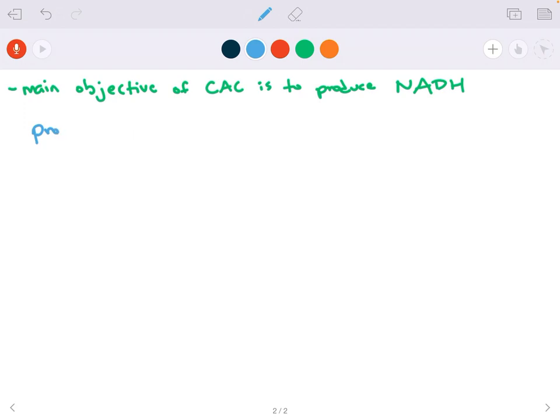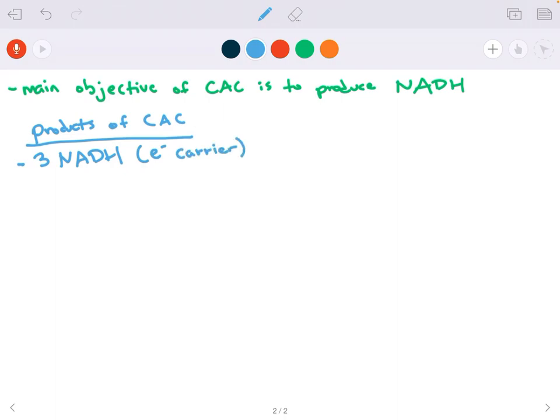So here I'm going to list the products of the citric acid cycle. These are the molecules that leave the cycle, that don't stay within the cycle. 3 NADH. Remember, this is an electron carrier. Carries 2 electrons. 1 FADH2, which is also an electron carrier.